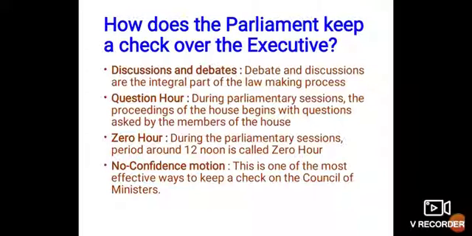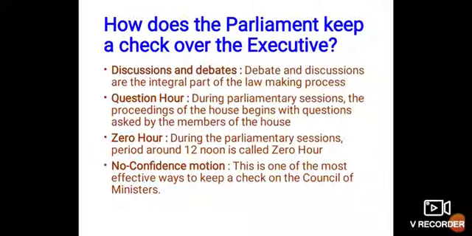Yes, my dear students, first of all, law making processes are there. There also they can keep a check over them. Then policy making process, implementation of policies, and other than this, some other ways are there through which they can exercise control over them. First one, discussions and debates. Debate and discussion among the members of the house are an integral part of the law making process.